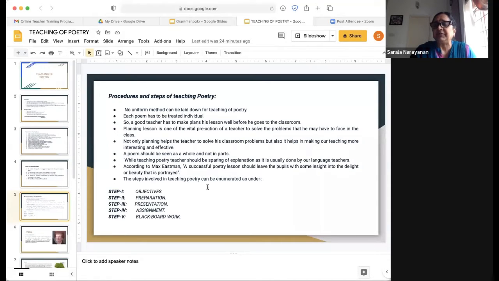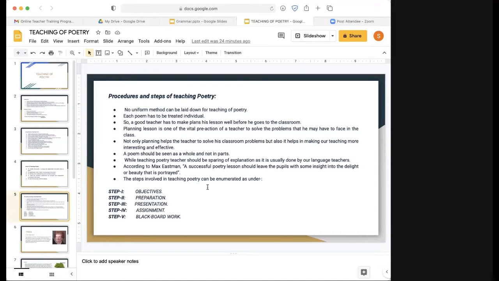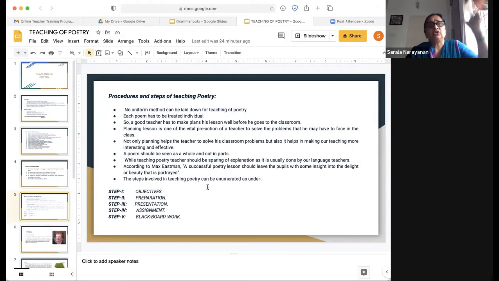Another pedagogy of your CBSE is flipped classrooms. What is a flipped classroom? We are not the teachers; the students become the teachers. So we allot certain portions for the students to come and explain, and we will be there at the back.